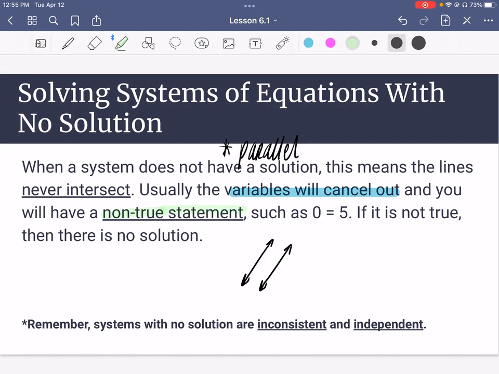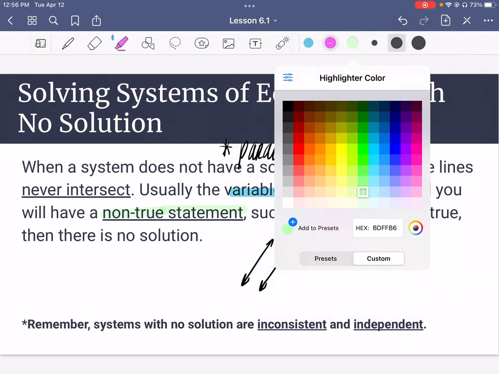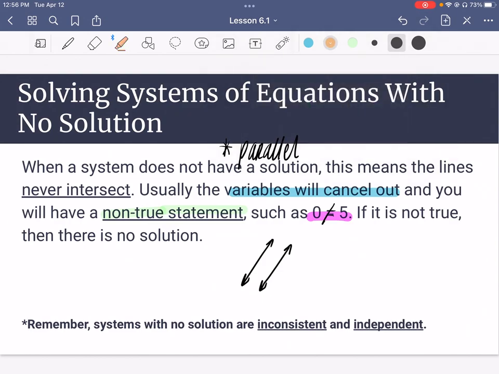What this looks like algebraically, if you're solving using the substitution method, is that all of your variables will typically cancel out, and you're going to be left with a statement that is not true. For example, 0 equals 5. Will 0 ever equal 5? No, it will not. If you end up with a non-true statement like that, it means there is no solution, because no matter what you do to the left side or the right side of the equation, the left side is never going to equal the right side. 0 will never equal 5, so therefore there's no solution.